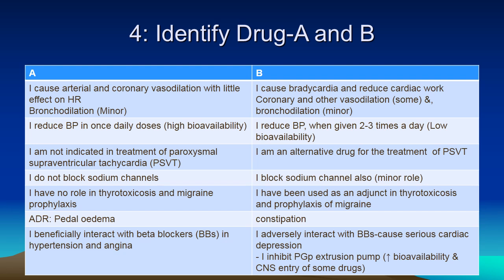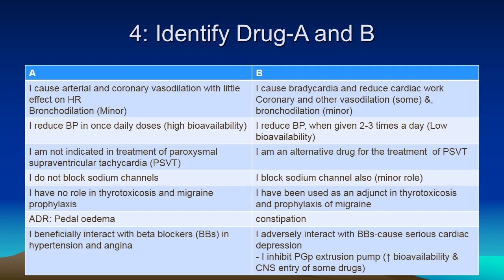A is not indicated in the treatment of paroxysmal supraventricular tachycardia, whereas it is the second choice for the treatment of paroxysmal supraventricular tachycardia with the drug B. A drug does not affect in any way the sodium channel activity, whereas B drug may have some effect on sodium channel also, but the effect is minor. A drug has no role in thyrotoxicosis and migraine prophylaxis, whereas B drug has been used as an adjunct in thyrotoxicosis and migraine prophylaxis. Now it is less often used, but has been used.